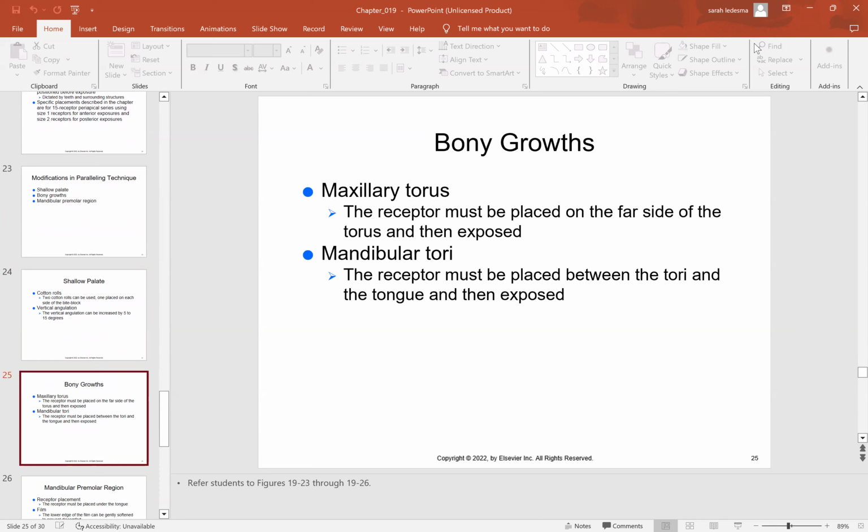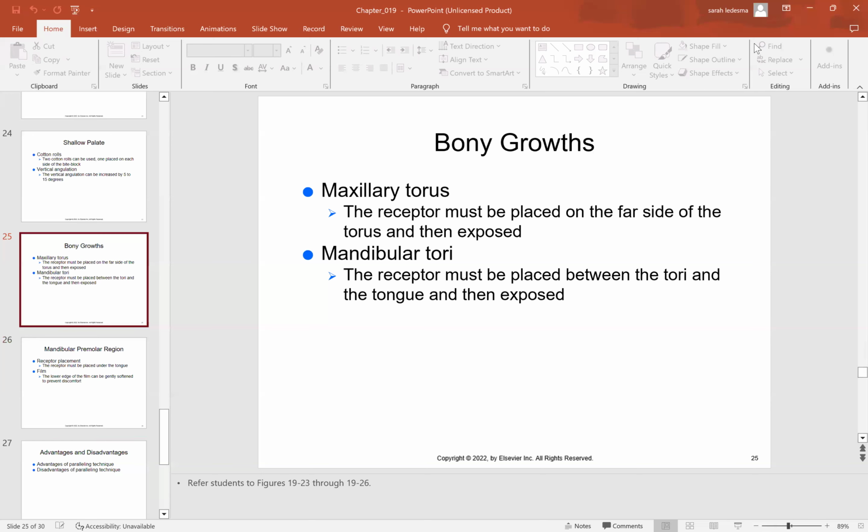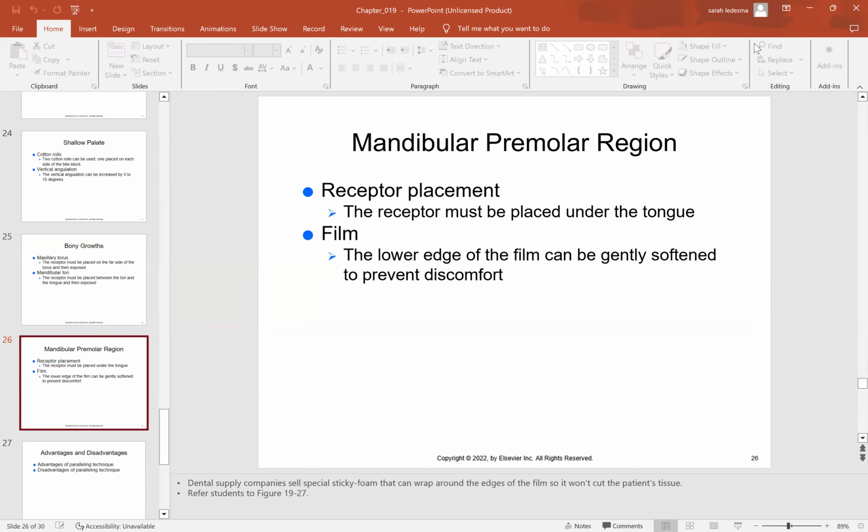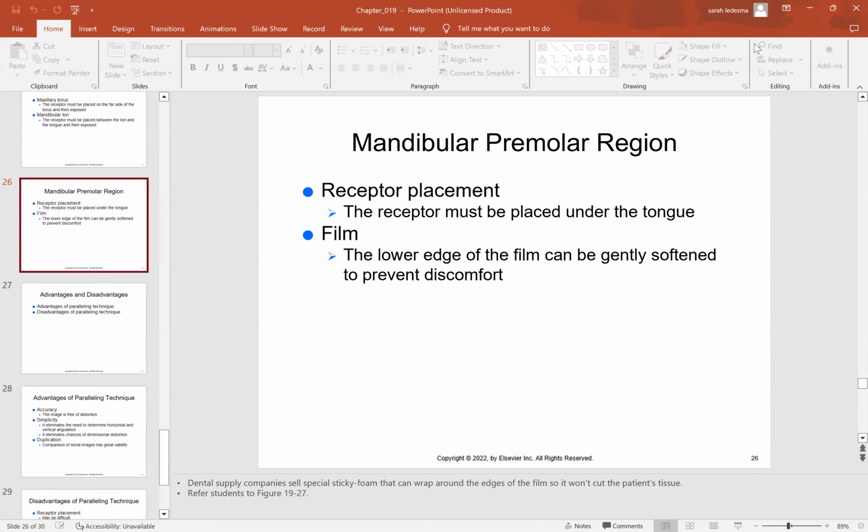For bony growths, such as maxillary tori, the receptor must be placed on the far side of the torus, then exposed. For mandibular tori, the receptor must be placed between the tori and the tongue, then exposed. Mandibular premolar region receptor placement: the receptor must be placed under the tongue. The lower edge of the film can be gently softened to prevent discomfort.